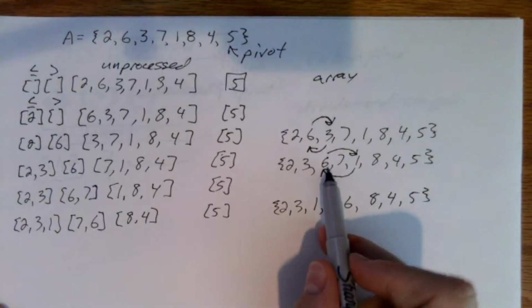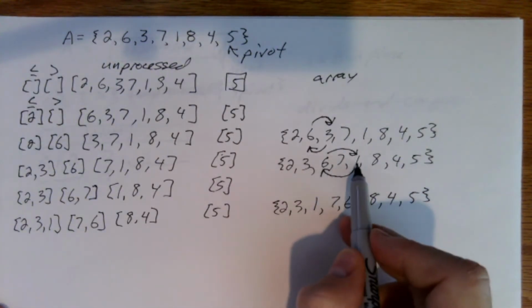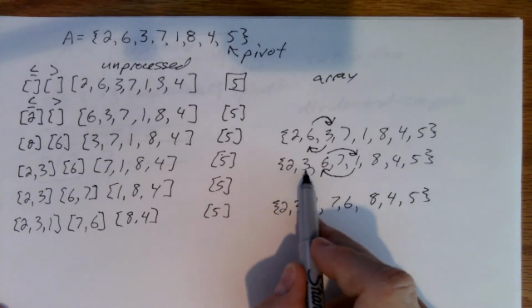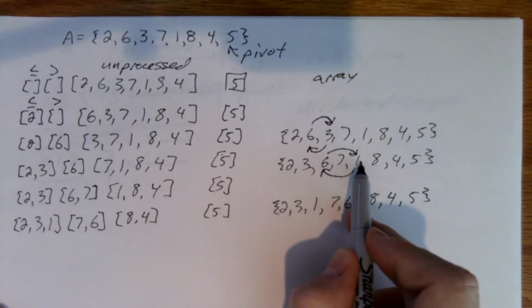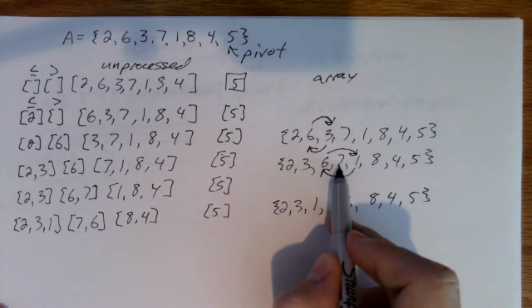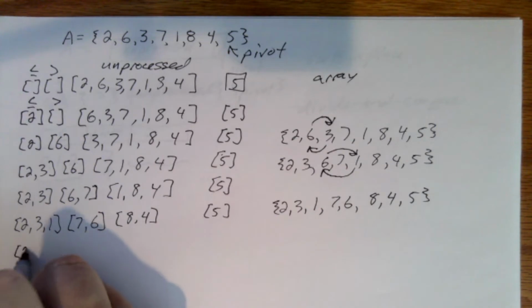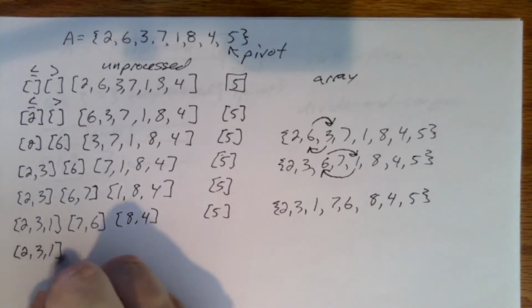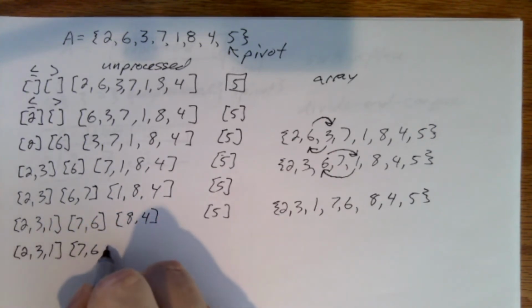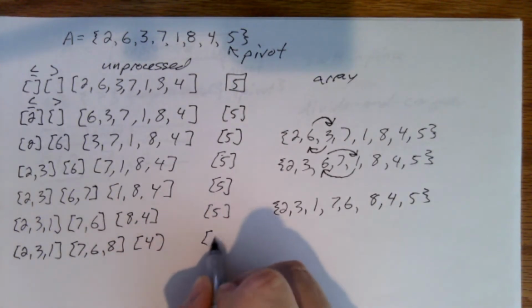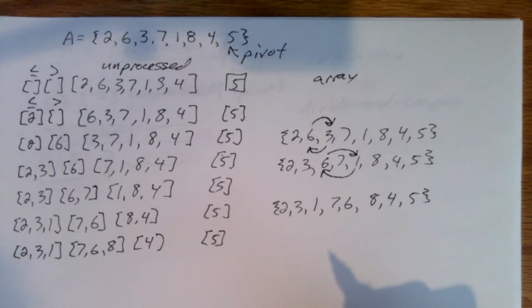So once again, we swap these two. In order to put the 1 in the group that contained the 2 and the 3, the 6 took its place, which still puts it next to the 7, which puts it in this group. Now we look at the 8. So 2, 3, 1, 7, 6, 8, and then 4 right here, and 5.